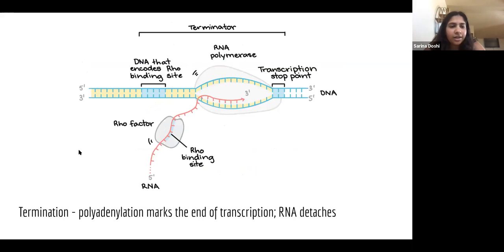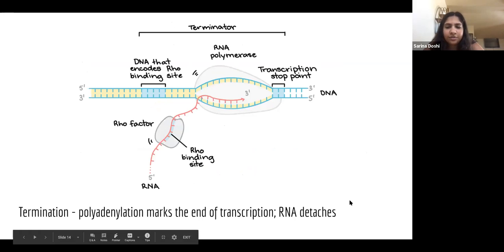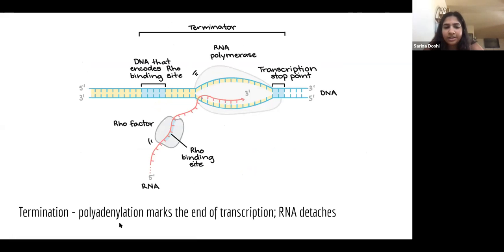So the next part is termination. There are a lot of different ways that termination occurs. In eukaryotes, you'll have polyadenylation, which is also known as the addition of a poly-A tail. And basically what happens is RNA detaches. So what we have in the image, however, is what would occur in a prokaryote. In prokaryotes, you have two different types of termination. You have rho-dependent termination and rho-independent termination.